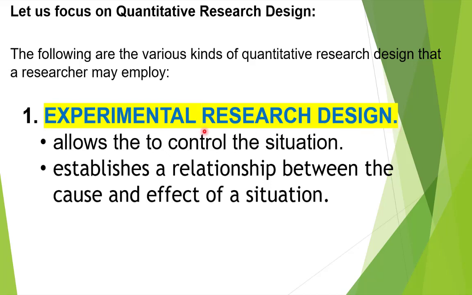As discussed in the previous presentation, the experimental research design is one of the categories of the general category, quantitative research design. You can call a research design experimental if and only if the researcher can control the situation. So you are giving the researcher the freedom to control something in the research process. You are going to establish a relationship between the cause and effect of a situation, so you will be dealing with variables for the experimental research design.